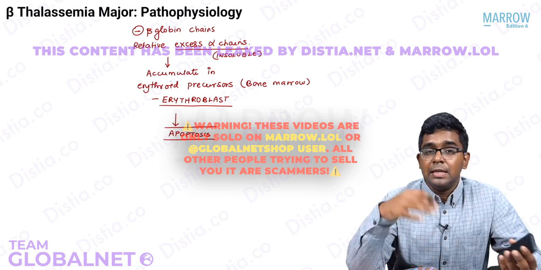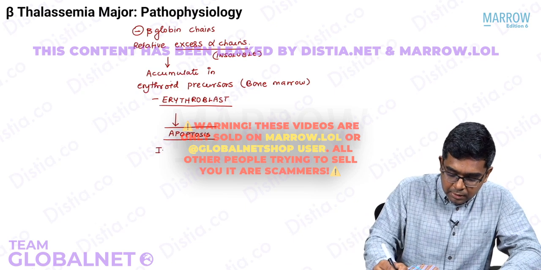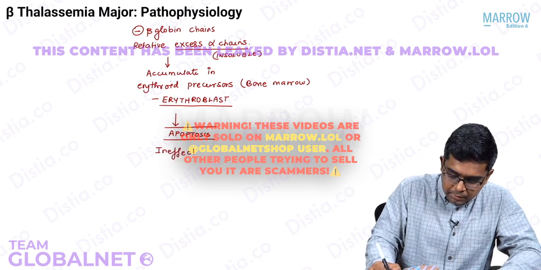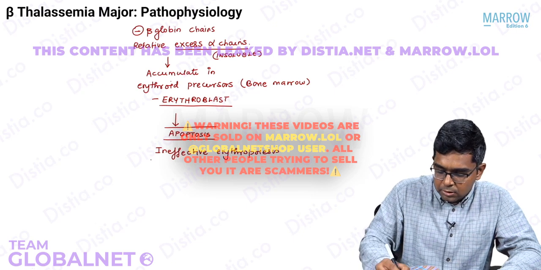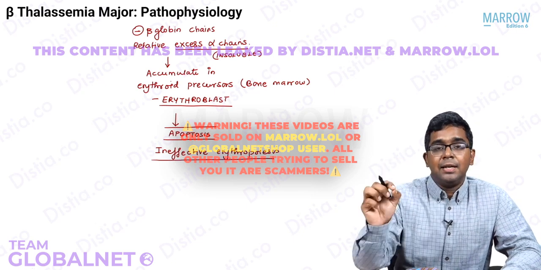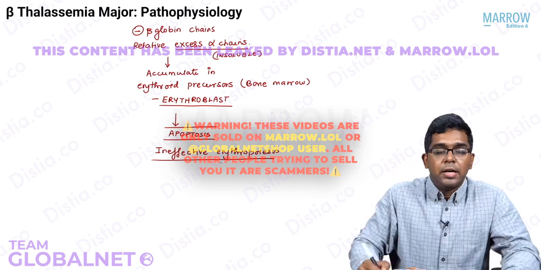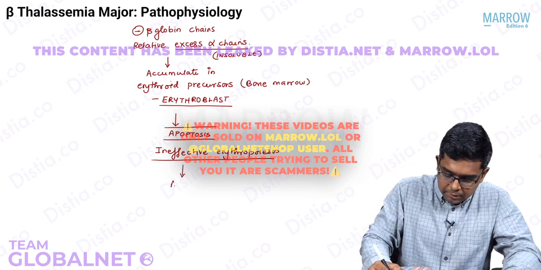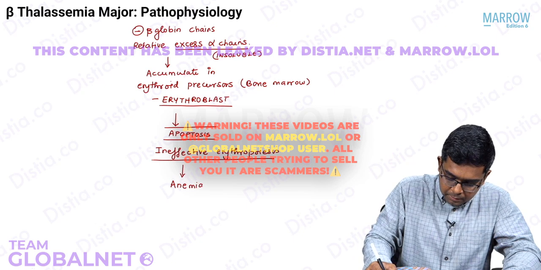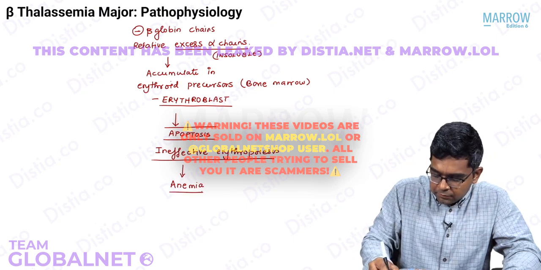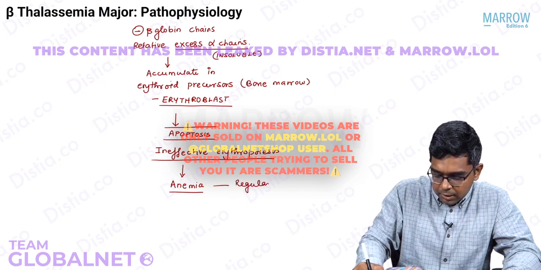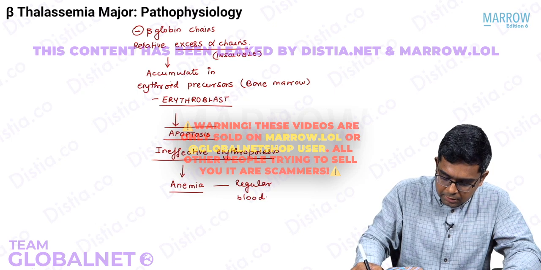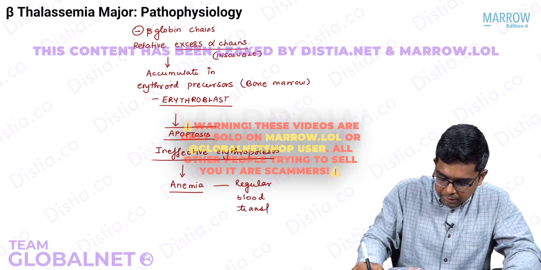Are you able to follow this? This is what we call ineffective erythropoiesis. So practically, the bone marrow is not producing or releasing any erythroid cell. Okay? And due to this ineffective erythropoiesis, there is anemia. To compensate for that anemia, the patient will require regular blood transfusions. That is why I was telling you that this condition is a transfusion dependent anemia.